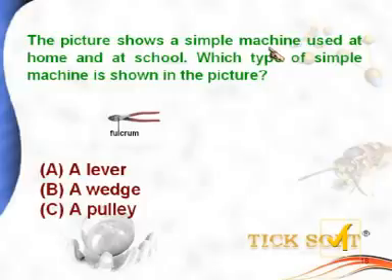The picture shows a simple machine used at home and at school. Which type of simple machine is shown in the picture? The options are option A, a lever, option B, a wedge, option C, a pulley. See this picture here, and they have marked this point as the fulcrum. Which simple machine has a fulcrum? A lever has a fulcrum. A fulcrum is a fixed point of the lever. So this is the lever, and this fulcrum gives support to the lever. So the answer is option A, lever.